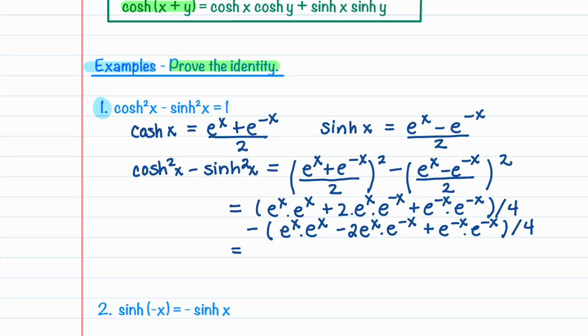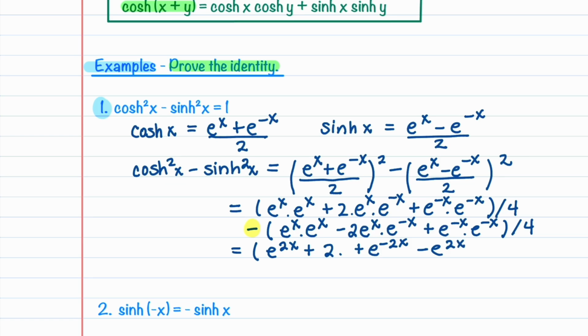Now let's go ahead and simplify. e to the x times e to the x is e to the 2x. And then we have plus 2 because e to the x times e to the minus x is e to the 0, which is just 1. And then we pick up a plus e to the minus 2x. Now for our second expression, we have to realize that we have a minus in front, so we're going to have to subtract off every term. So this is minus e to the 2x.